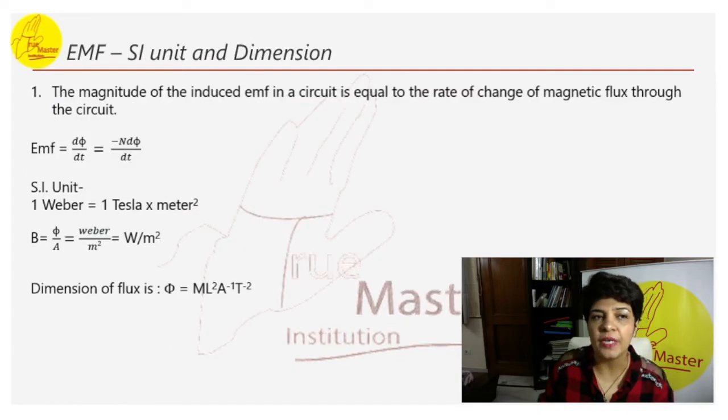The SI unit of magnetic flux is the Weber, WB. One Weber is the flux produced when a uniform magnetic field of 1 Tesla acts normally over an area of 1 meter square. So 1 Weber equals 1 Tesla into meter square. Dimension of flux is this.